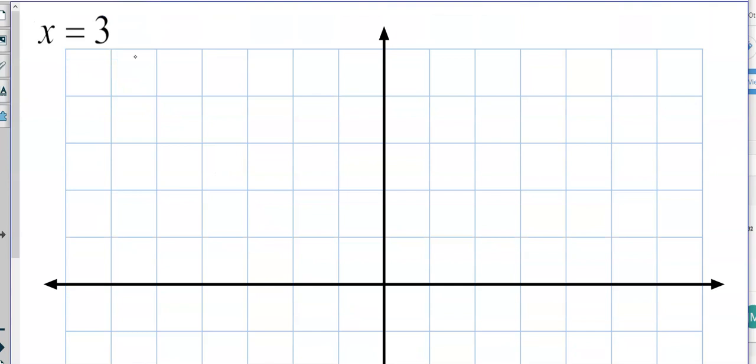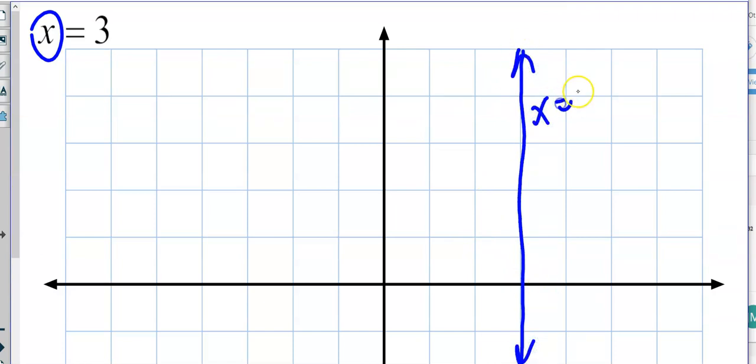X equals 3 doesn't fit the form of mx plus b, right? This is x equals, not y equals. So this doesn't have a slope. It's an undefined slope, right? So what would that line look like? Anytime it's an x equals a number line, it would be a vertical line here. So every x value is 3 on that line.